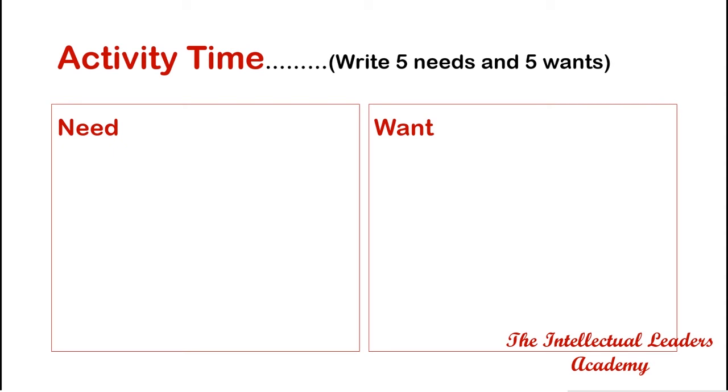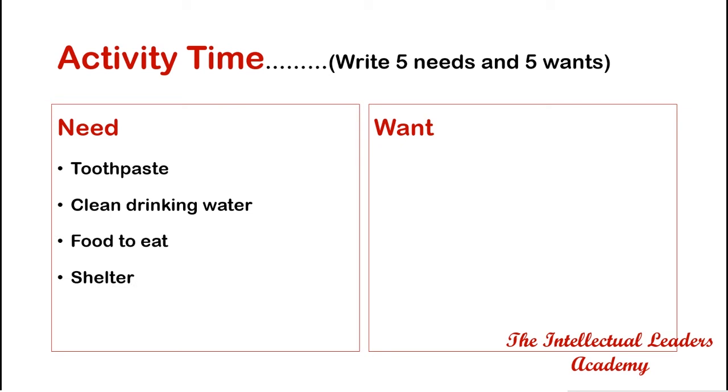Time up. Stop writing. Let's see what Sir Shayan has done. Okay, I wrote toothpaste. Yes, toothpaste is actually a need. You need to have it. If you don't brush your teeth, so you need to have toothpaste. Okay, clean drinking water. Yes, you need to have clean drinking water. Food to eat, shelter to live, and clothes to cover your body, or decent clothes. Decent clothes are basically your needs.